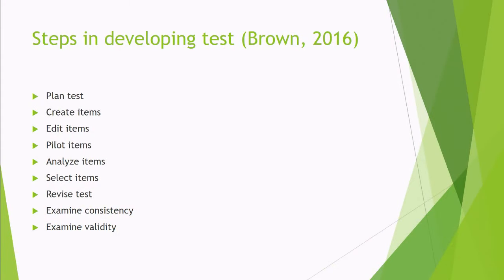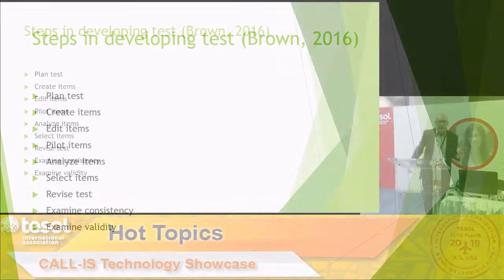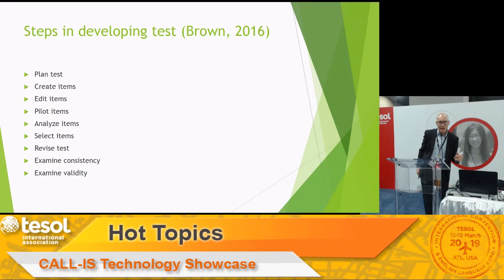Okay. Now, I want to develop a different version of a vocabulary depth test. So basically, I went through a series of steps. Okay. First was to plan the test, and then create items, then edit them, pilot them, analyze them, select them, revise, and then examine consistency and validity. It's actually quite a time-consuming process. It has many steps. And the aspect of vocabulary depth knowledge which I particularly wanted to investigate was idioms.